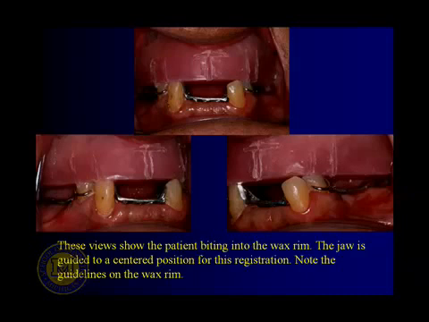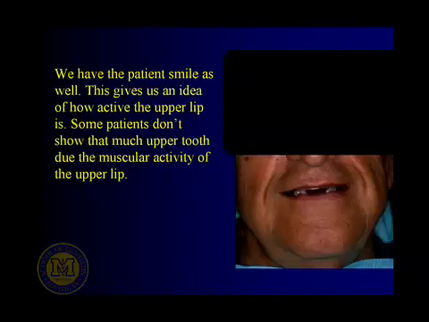So you contour the maxillary wax occlusal rim. You take a look at how the teeth touch together. And here we've got our patient smiling. So one of the things we see when the patient smiles a little bit: how much of the maxillary wax rim does he display? How much lower tooth does he display?